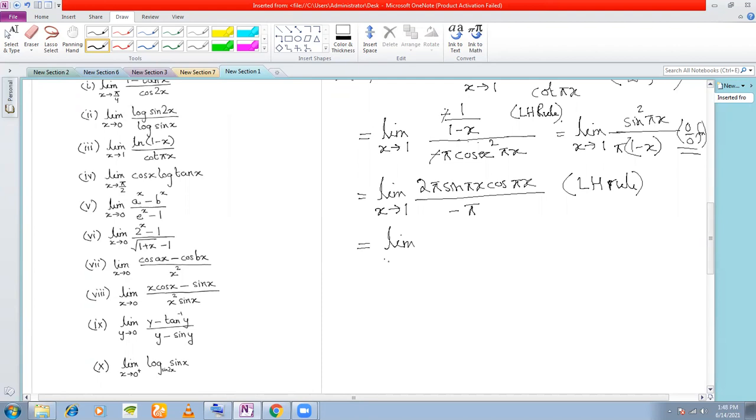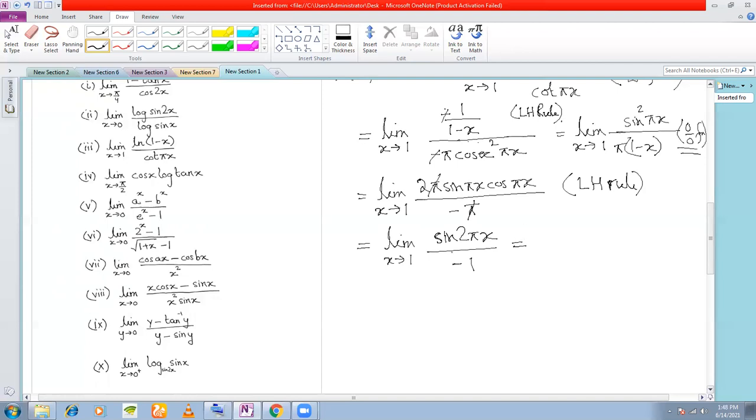Limit x tends to 1. Now see here, pi and pi will cancel. 2 sine pi x cos pi x, by the multiple angle formula, is sine 2 pi x, divided by minus 1, isn't it? Which is equal to minus sine 2 pi x. We can do it this way also.